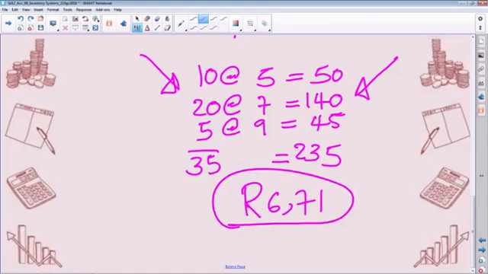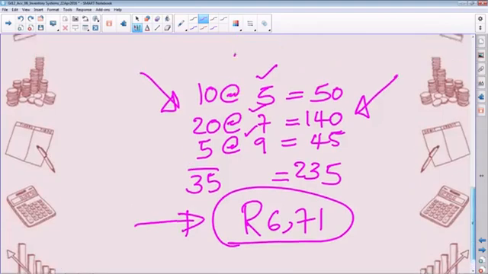Now, an important feature of the weighted average is that, note, not one of these items actually cost us 6 Rand and 71 cents. Why? This lot cost us 5 Rand, these items cost us 7 Rand, and these items cost us 9 Rand. But the weighted average of these items is 6 Rand and 71 cents. That's what we mean by the weighted average.